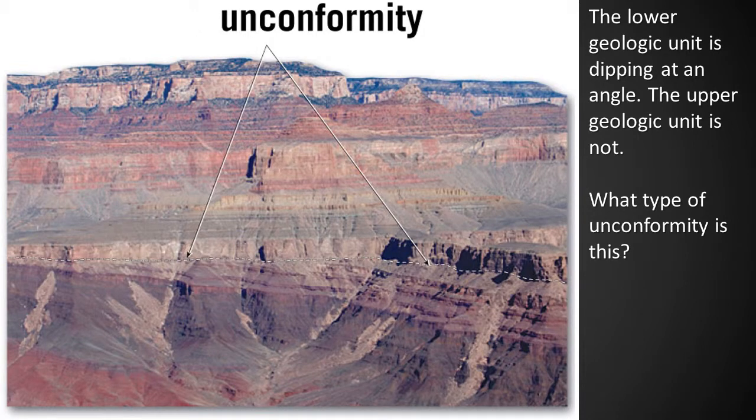Here, the lower geologic unit is dipping at an angle, the upper geologic unit is not. What type of unconformity is this? That's right, this is an example of an angular unconformity.